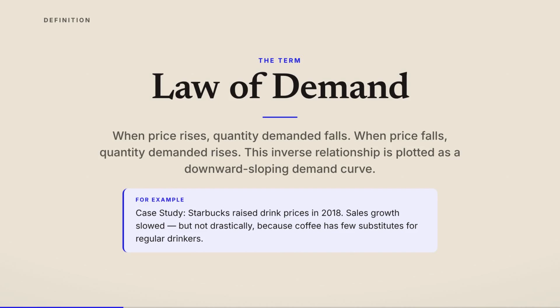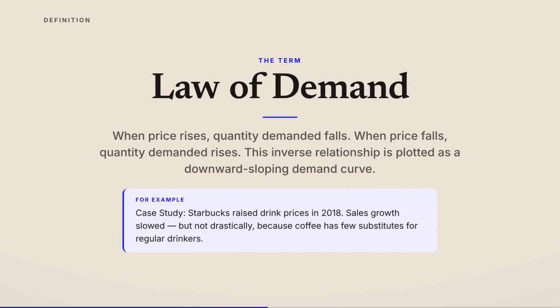Let's make this concrete with a case study. Think about Starbucks. In 2018, Starbucks raised prices on some of its drinks by about 10 to 30 cents. According to the law of demand, we'd expect customers to buy fewer of those drinks. And that's exactly what happened. Same-store sales growth slowed in the following quarter.